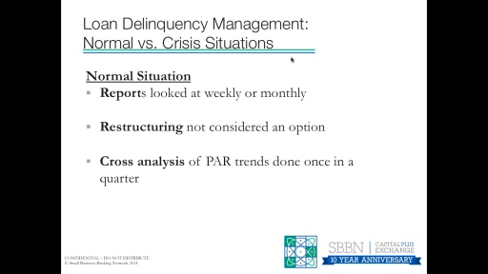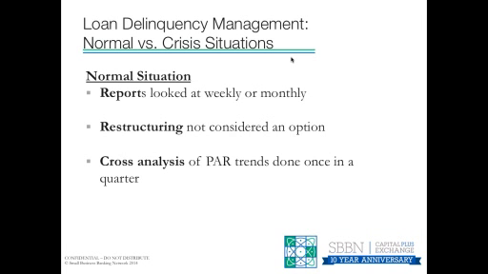Now, first is on reporting. In a normal situation, reports are looked at weekly or monthly. We look at most of the time, every Friday, we generate reports and we see how the portfolio was performing in the previous days. And then we do some planning. We try to see what are the next steps that we need to do if we have detected some indications of problems in the previous week. And we also do the same thing on a monthly basis.